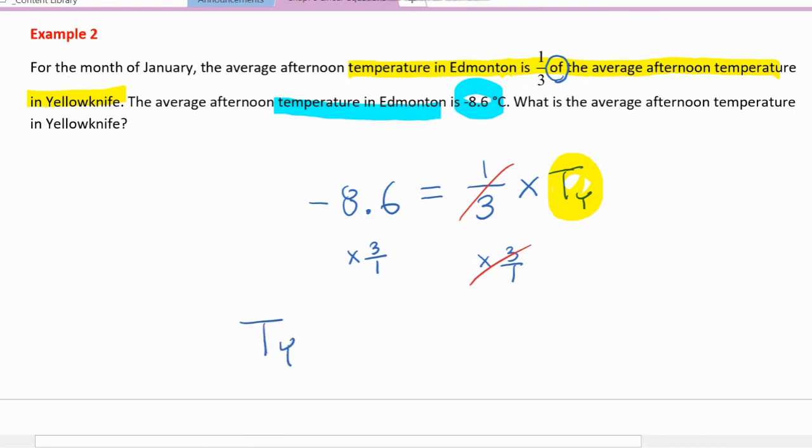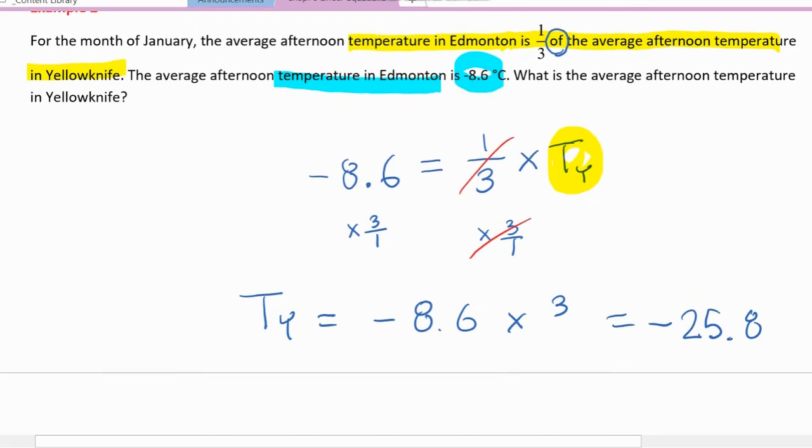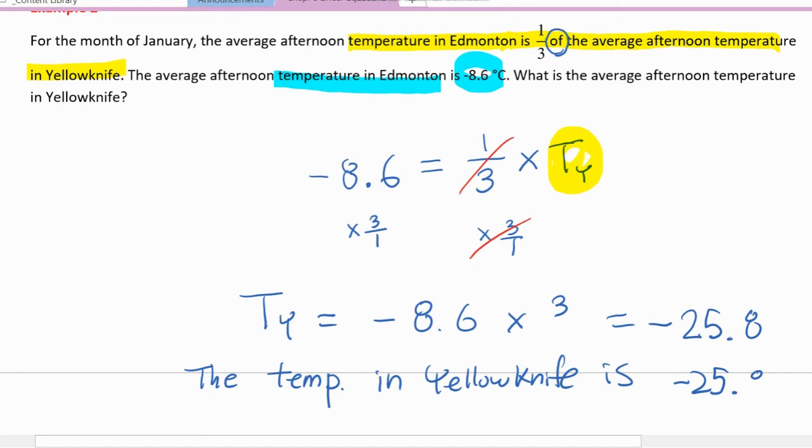Therefore, TY equals negative 8.6 times 3/1. 3/1 is the same as just 3. Put this into your calculator, then you will get negative 25.8. So the afternoon temperature in Yellowknife is negative 25.8 degrees.